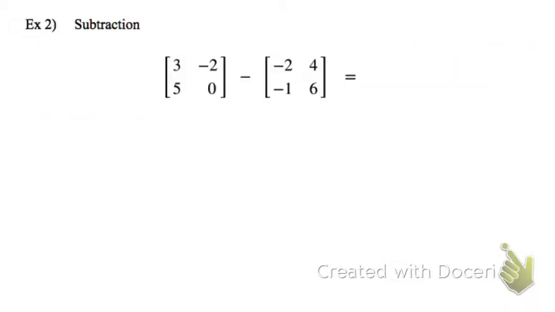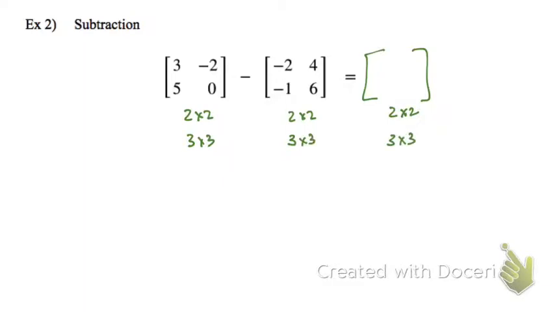you can attack it the same way. Again, first things first, that's a 2 by 2. This is a 2 by 2. So our answer is going to be a 2 by 2. Again, if this was 3 by 3, this one would have to be a 3 by 3, and it would produce an answer of 3 by 3. That's the way that works.